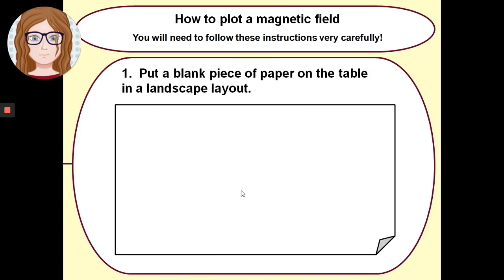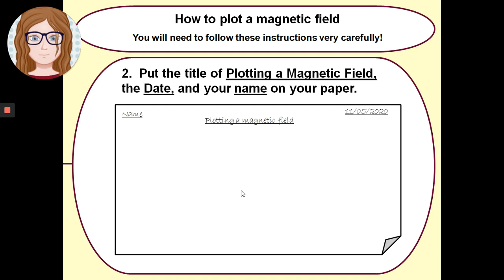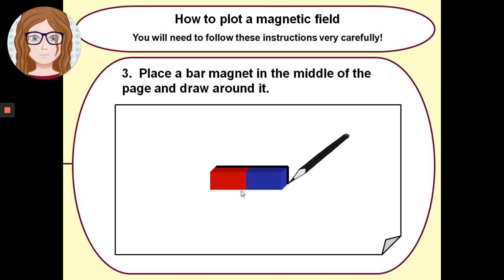Now, if we want to plot a magnetic field, we can use something called a plotting compass. The first thing we'll do is to put a blank piece of paper on the table, write our name, date, and title, and then draw around our magnet in the center of our paper. It's very important that you know this method. They often ask about it in the exams.